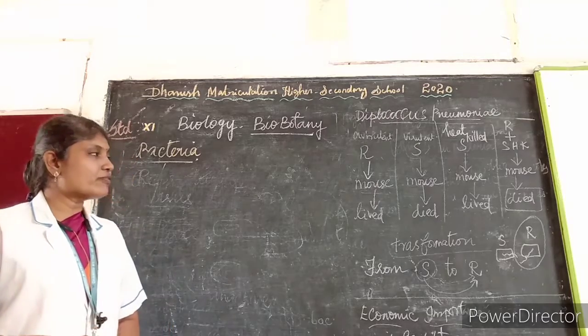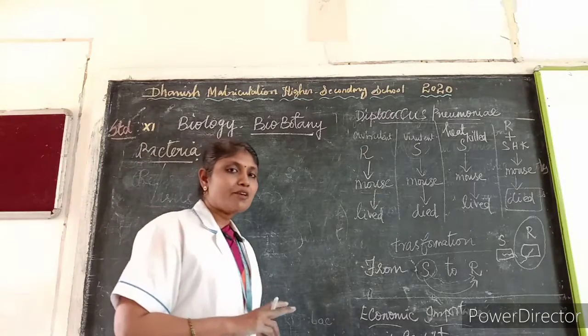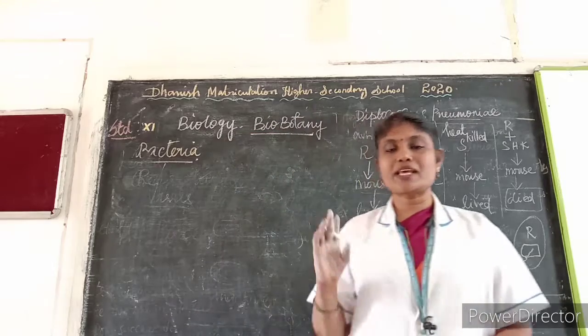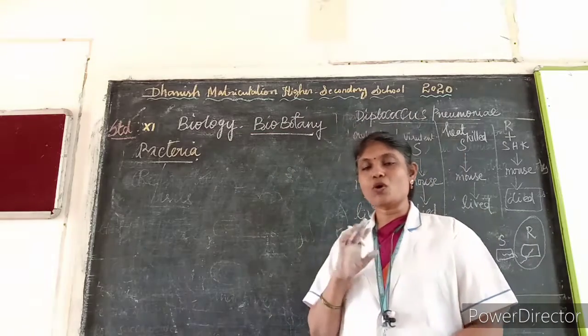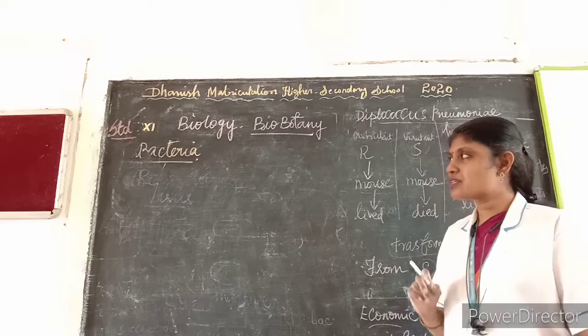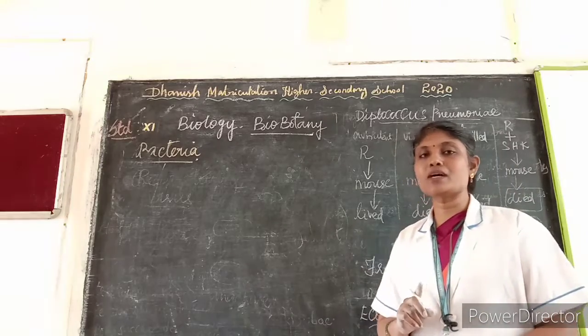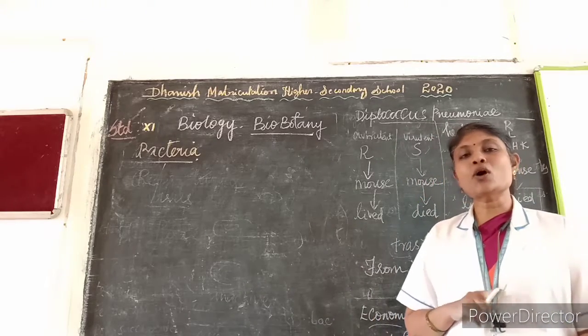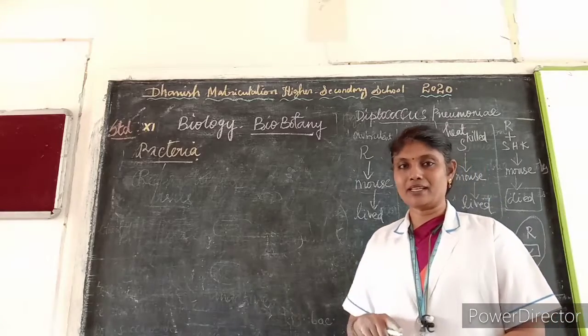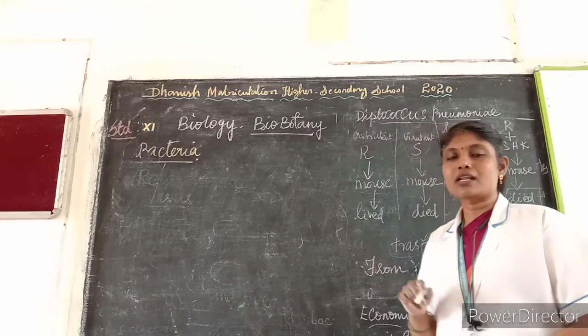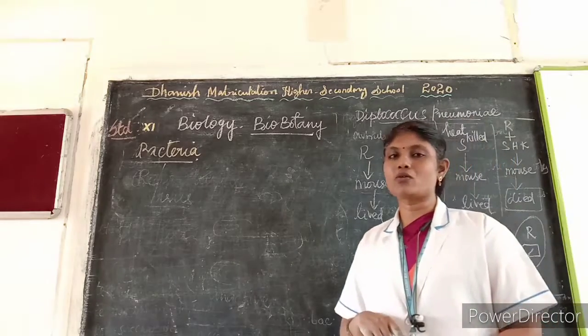Okay, now it's time for homework. You have to take down the notes. When I took the lesson, I told you to copy them as notes. That should be there in your classwork. Then you write the economic importance of bacteria in your classwork in the form of a tabular column.